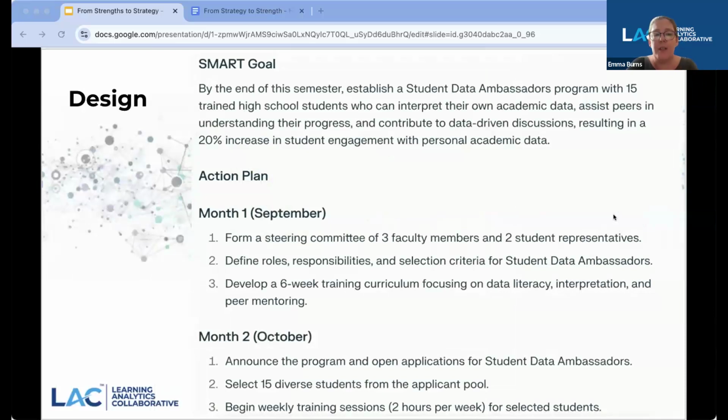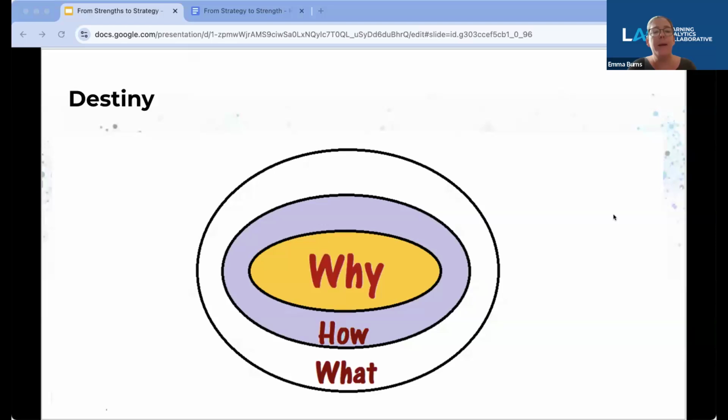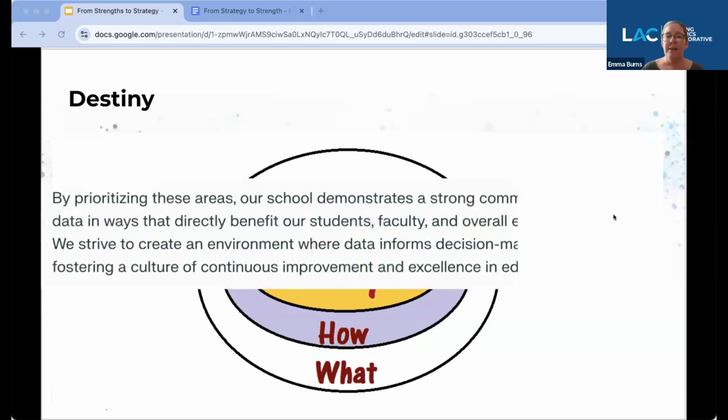So the final step of appreciative inquiry is destiny, or developing. And I think it's important here just to remember something that's come up a lot in this summit, this idea of bringing it back to our why. So as we go through, I decided to go with student data ambassadors. Great goal. But as we implement that as a school, it's so important to keep bringing it back, not just to what we're doing and how we're going to do it, but to the big why of why this is important for our school. And we have it already because we already defined that value statement right at the beginning of this process. So I already know that at my school, we strive to create an environment where data informs decision-making at all levels, fostering a culture of continuous improvement and excellence. That's my why that I'm going to keep coming back to as we go through this.